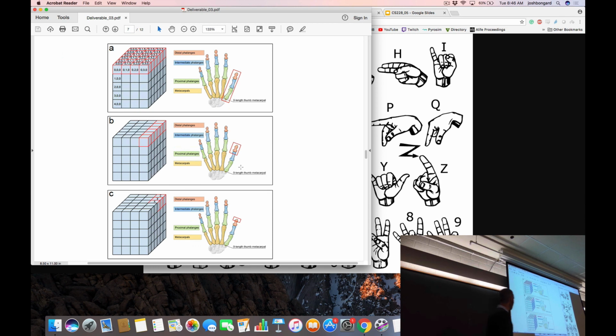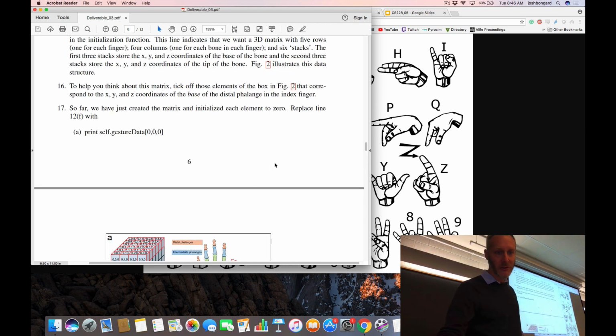Yes, thank you. Okay. So we're going to store 120 numbers from every frame, which is going to give us all the information we need to represent a gesture in one instance of time. Now, of course, some of the information here is redundant. The base of the distal phalanx is also the tip of the intermediate phalanx, so we could compress this further. We might do that a little bit later on, but for now, capturing everything inside this matrix, which is called gesture data.